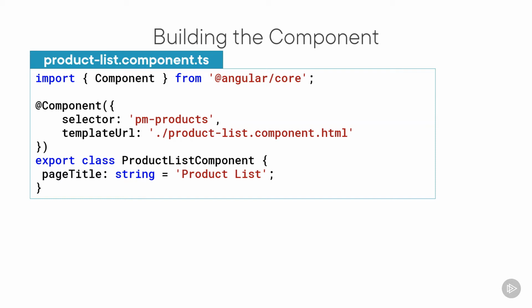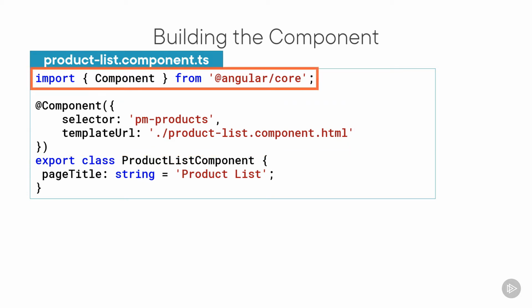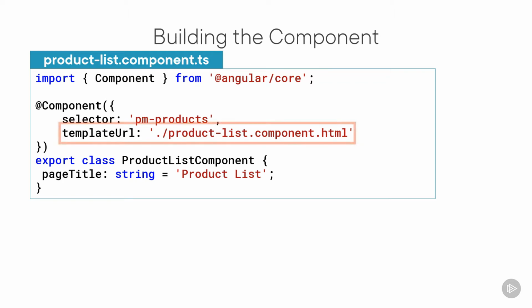Remember the steps for building a component that we covered in the last module? We define a class, we add a component decorator to define the metadata and specify the template, and we import what we need. The only thing that's really different from the component we created in the last module is the template property. Here we are using templateUrl to define the location of our linked template instead of defining an HTML string. Notice the syntax of the path here.